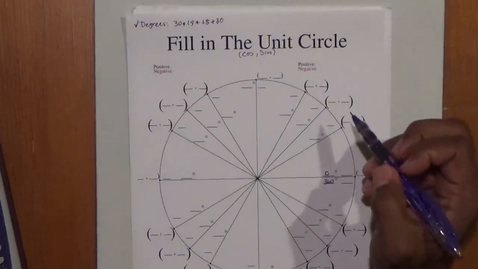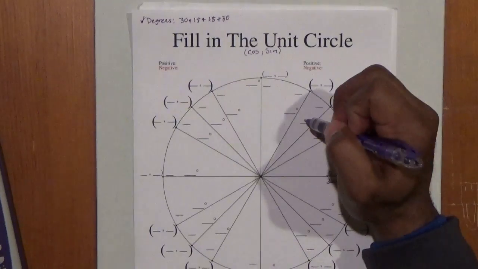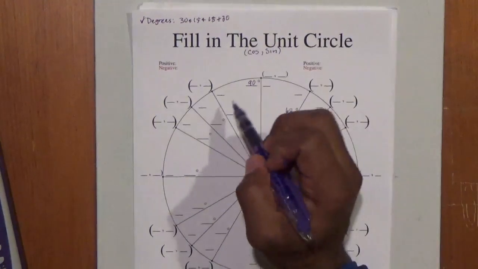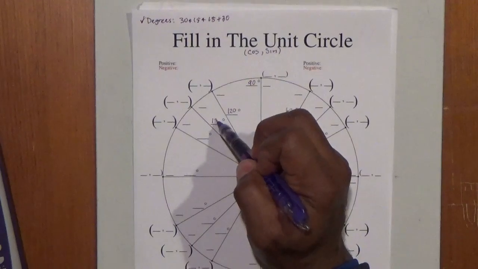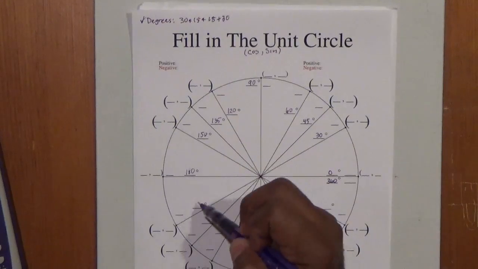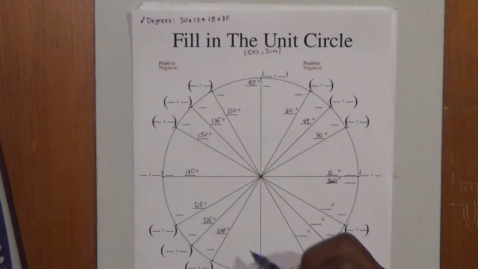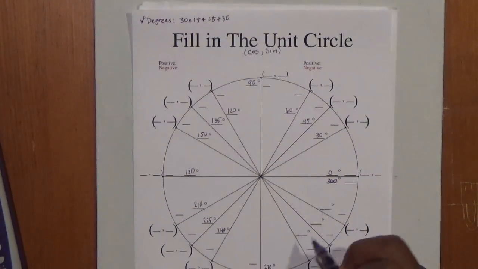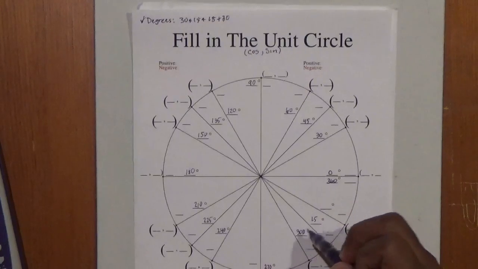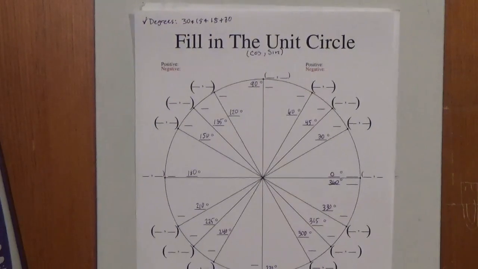If we go around our unit circle and do that, 0 plus we go 30 plus 15 plus 15 plus 30, plus 30 plus 15 plus 15 plus 30, plus 30 plus 15 plus 15 plus 30, plus 30 plus 15 plus 15 and plus 30. So we have our degrees.